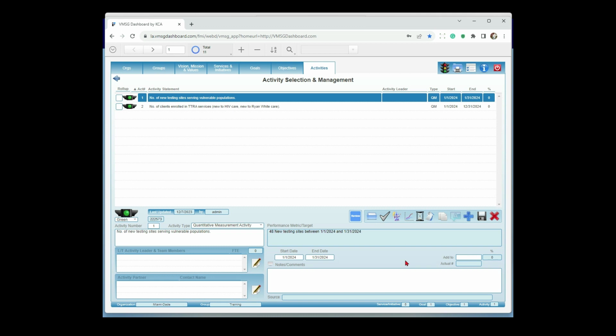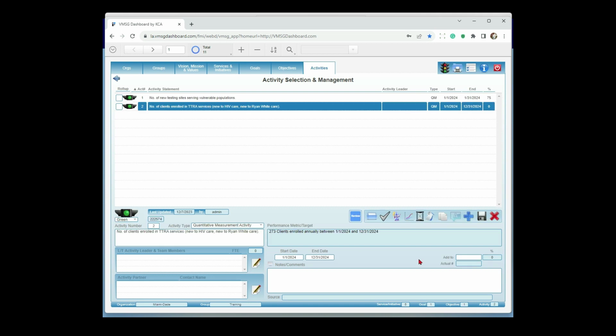Basically, let me see if I can make the question concise. We want to be able to have data that we track on either a semi-annual or annual basis. So we want to be able to say, in 2022 we did 36 sites, in 2023, 38, and be able to look at that progress over the life of the plan.